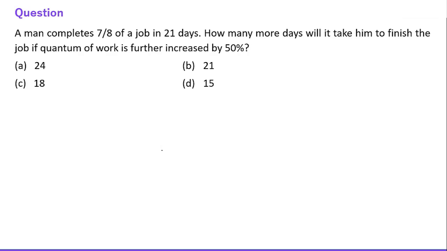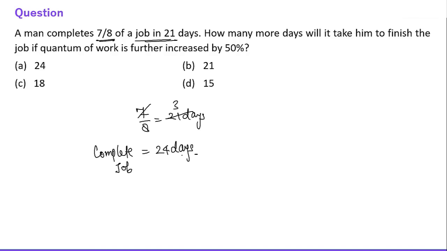Next question is, a man completes 7 by 8 of a job in 21 days. So 7 by 8 in 21 days. It means this is 3, right? So complete job in 8 into 3, 24 days. Right? Okay. How many more days will it take him to finish the job if the quantum of job is further increased by 50%? Alright.